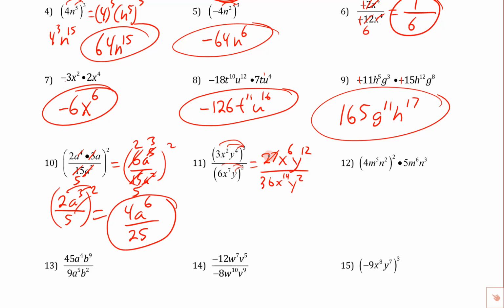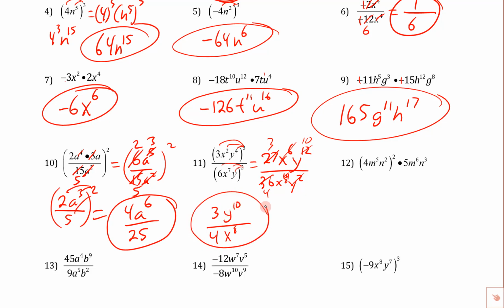So we can cancel, 9 goes in here 3 times, 9 goes in there 4 times. So this is going to be a 3 on the top, a 4 on the bottom. Let's take a look here. 6 x's on the top, 14 of them on the bottom. These 6 are going to cancel with 6 of these. There would be 8 left. So this is going to be x to the 8th. And over here we've got 12 y's on the top, 2 y's on the bottom. These 2 are going to cancel with 2 of those. That would leave 10 here. So this is going to be y to the 10th.